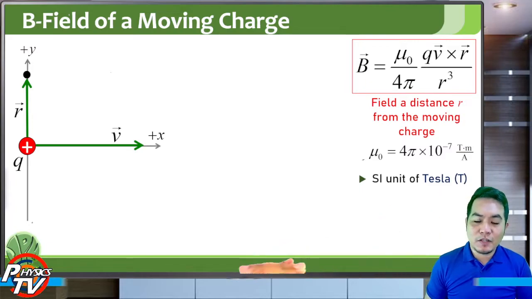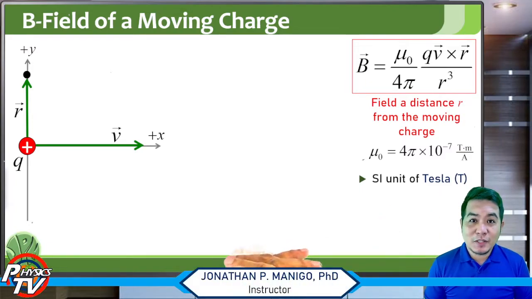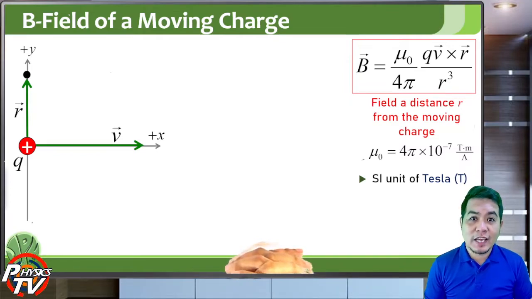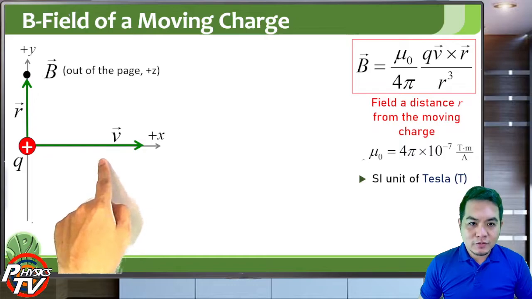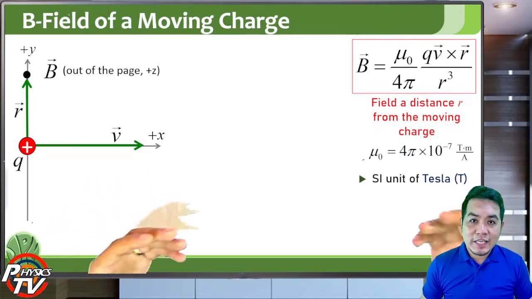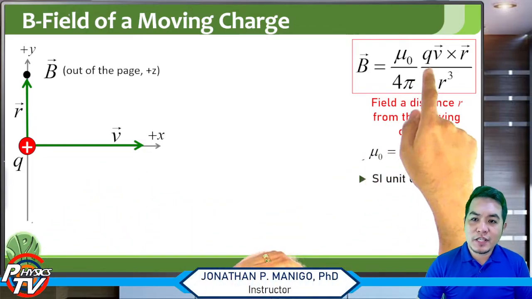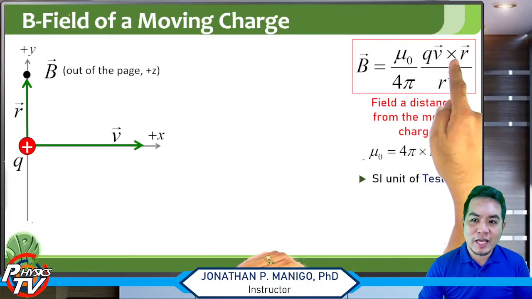And the SI unit of magnetic field is the unit called Tesla with the symbol T. Of course this unit is named after Nikola Tesla. So the magnetic field direction can be easily obtained by just taking the cross product of V and R.